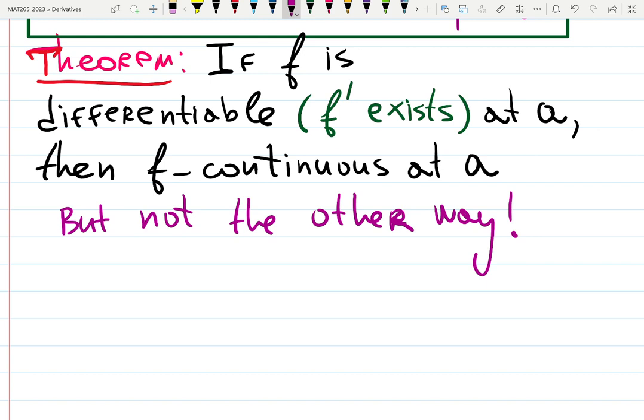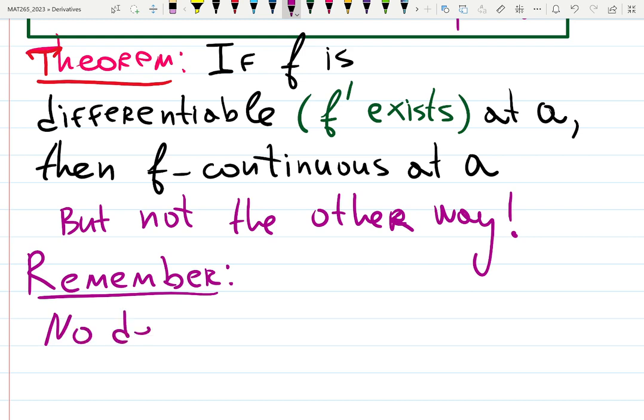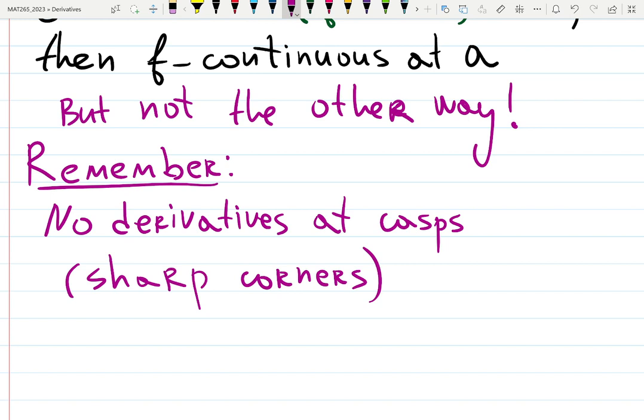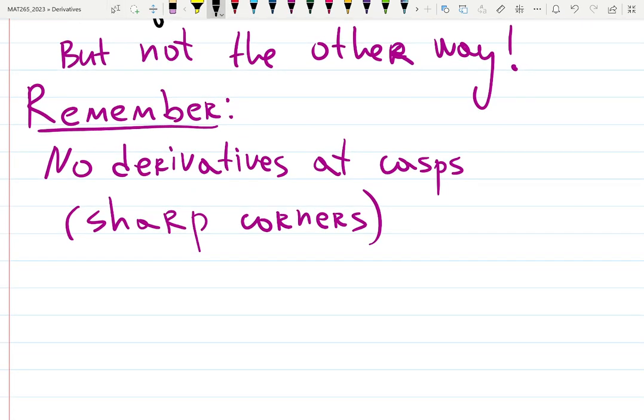The function should not have, remember, the function should not have, I will write down, there's no derivatives at cusps. That's an English word I did not know before learning this definition in English. Cusps are sharp angles, sharp corners. There should be no sharp corners. And I'll show you some cool animation after this.